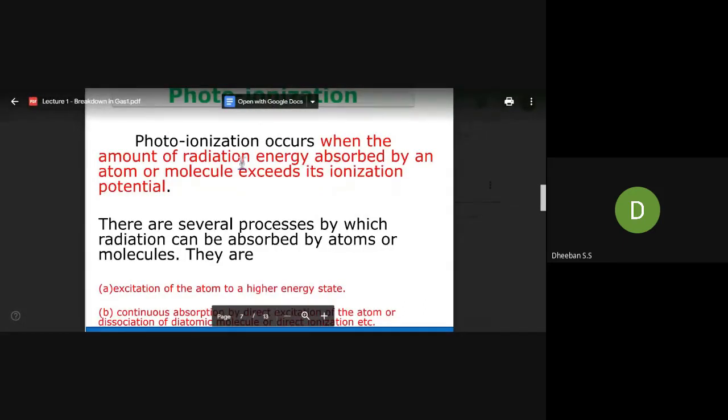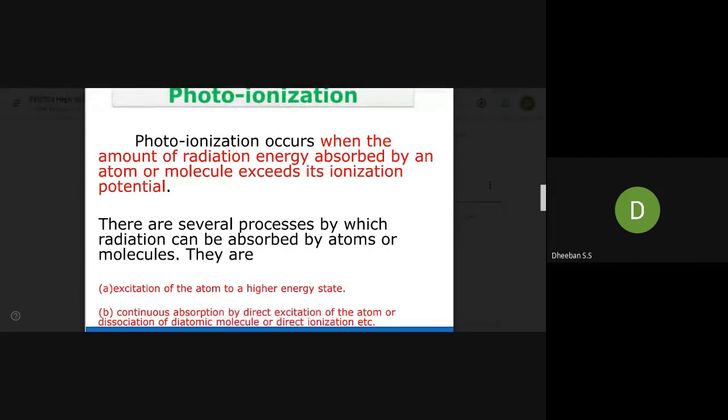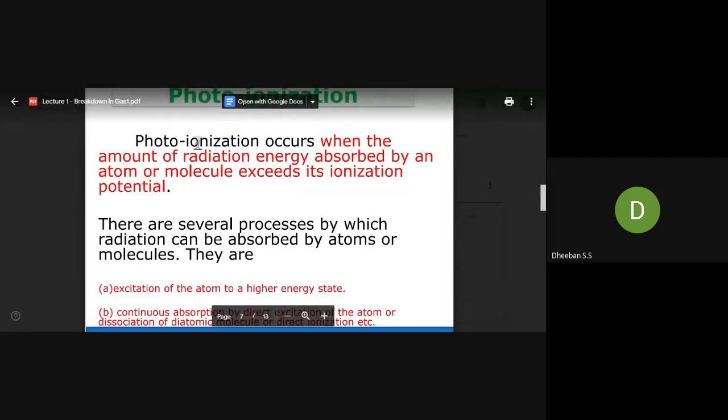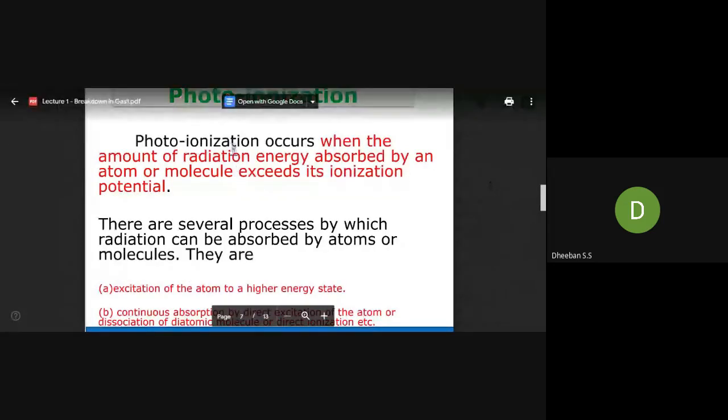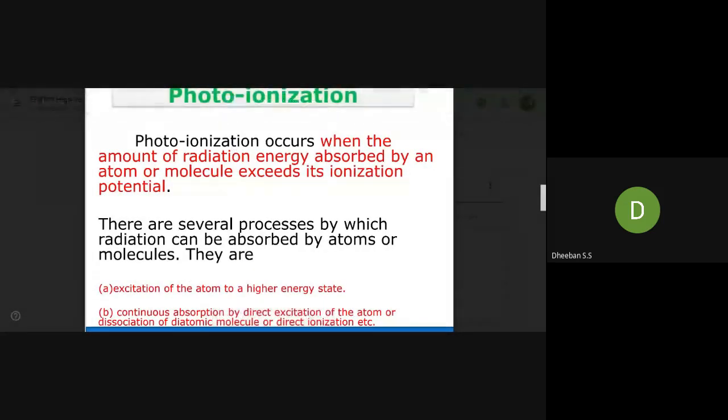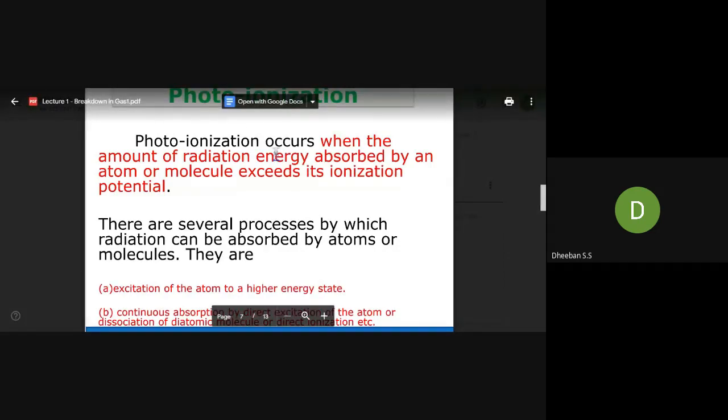So, energy of the radiation means h nu is the radiation energy. The h nu value must be greater than the ionization potential, that is E. It's nothing but voltage. So if the energy is higher, surely photoionization takes place.